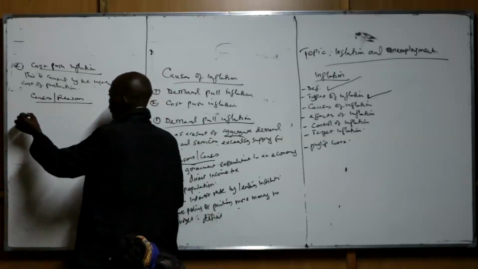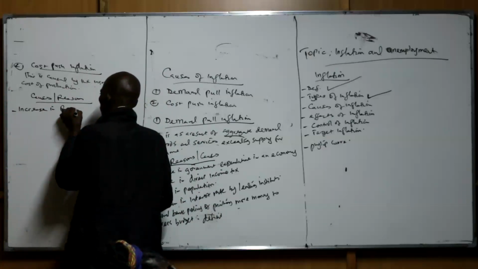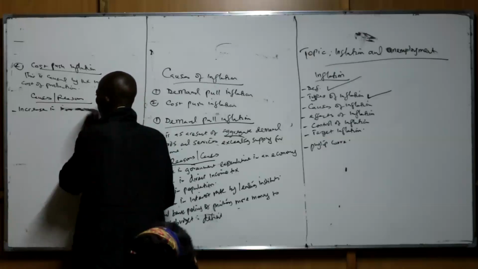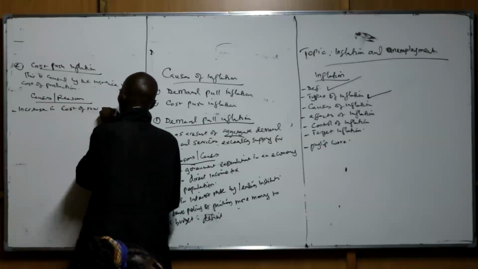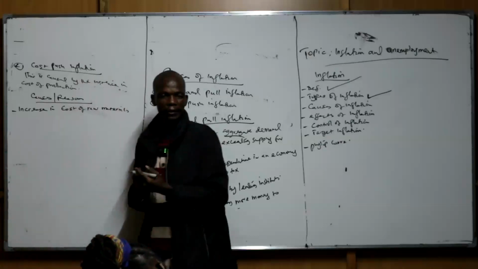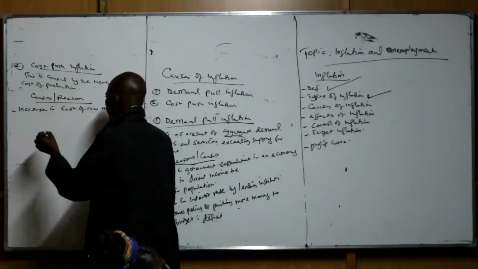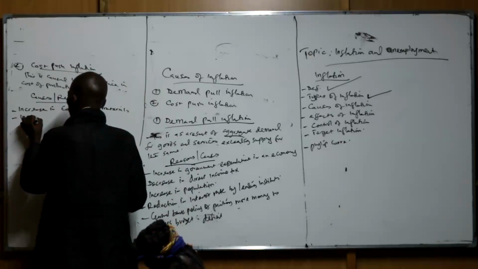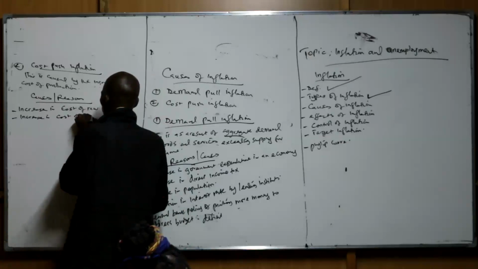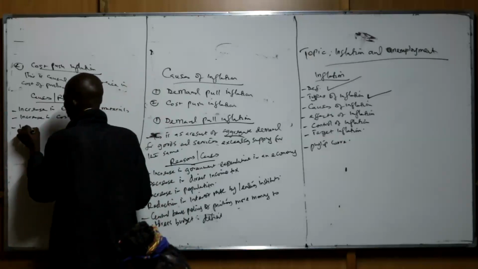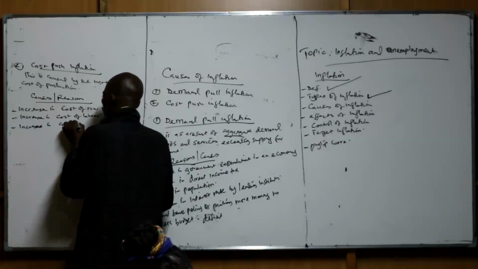So we have an increase in the cost of raw materials. When the cost of raw materials increases, the manufacturers pay, but the cost is pushed to the consumer in the form of an increase in prices. Increase in cost of labor. Increase in cost of transport.